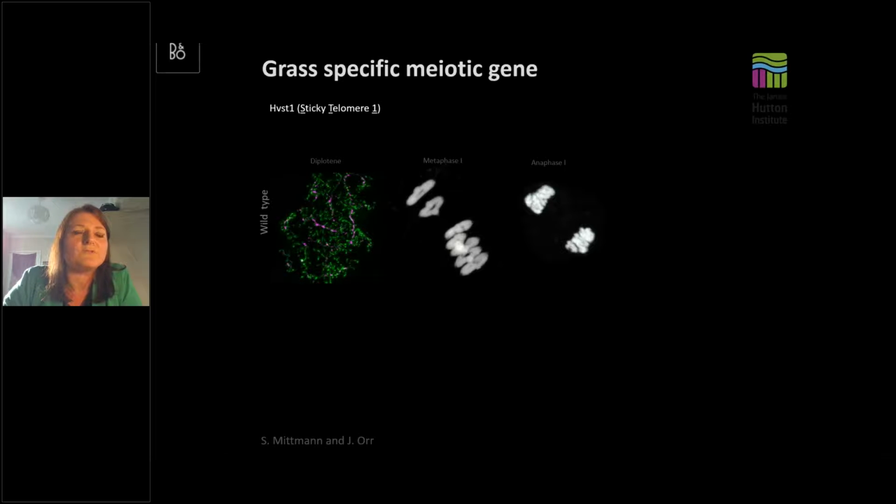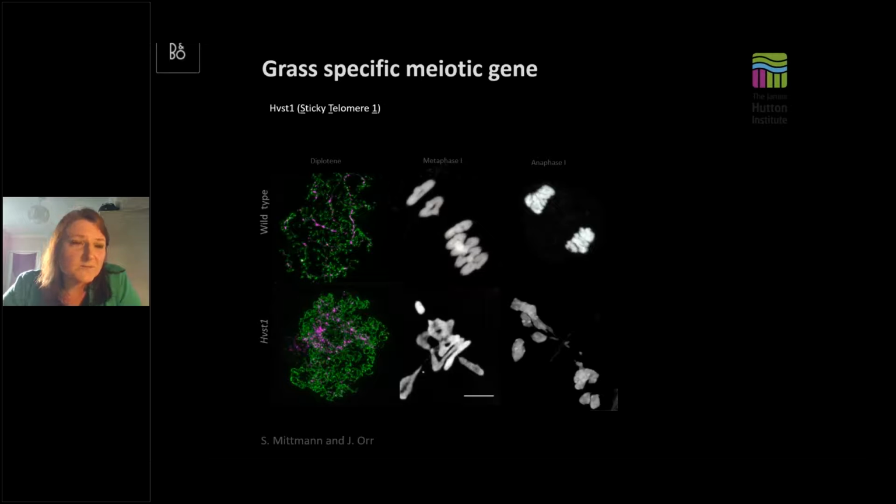So this is the story with a new gene, which we call sticky telomere 1, HvST1. And if you appreciate the diplotene stage in here with the tinsel chromosome, which I've shown earlier, and the normal metaphase and normal anaphase again, which I think you're now familiar with, here you can see that it is a bit different. So first of all, this gene doesn't really form synapsis either. So we do have cells with a better synapsis, but most of the time it's not there. However, the alignment of the chromosome is correct again. So that's something which is quite interesting.